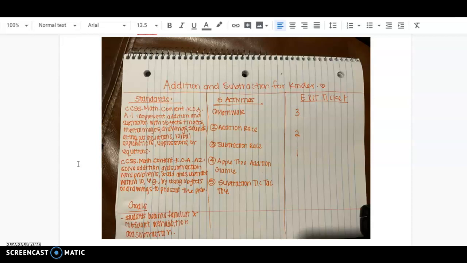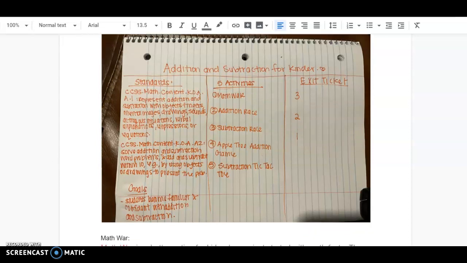The standards that I used was standard content 1, which reads represent addition and subtraction with objects, fingers, mental images, drawings, sounds, acting out situations, verbal explanations, expressions, or equations. My second content standard reads solve addition and subtraction word problems and add and subtract within 10 by using objects or drawings to present the problem.